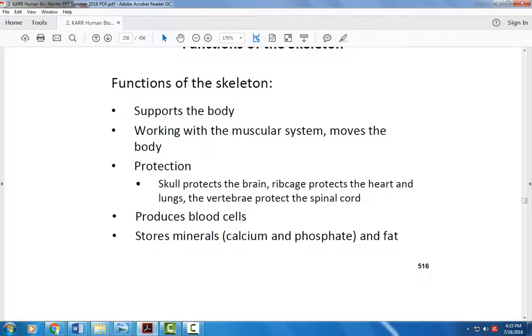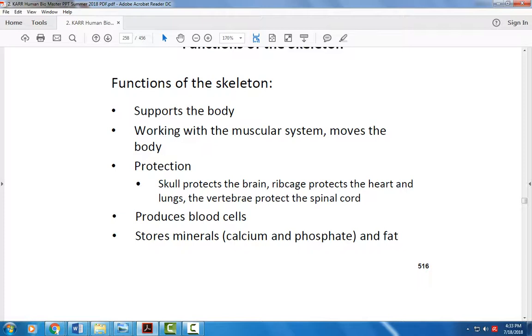So our red and white blood cells have a limited lifespan, some of them more limited than others, but regardless, they are produced in the marrow of our bones. So our bone marrow is very important for producing those and replacing red and white blood cells. And the bone itself stores calcium and phosphate.